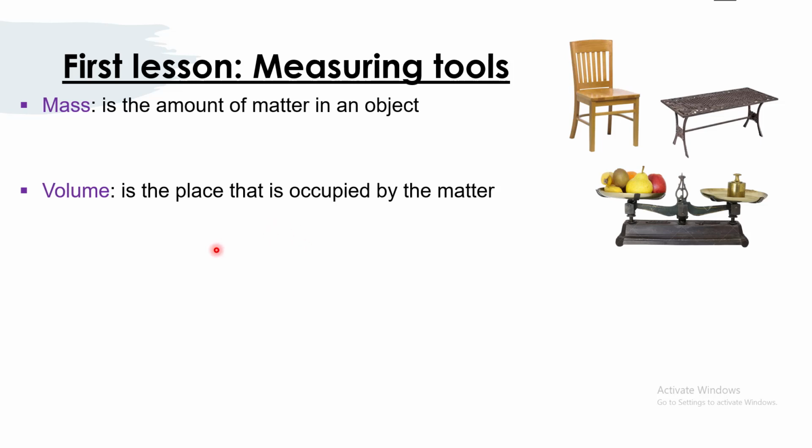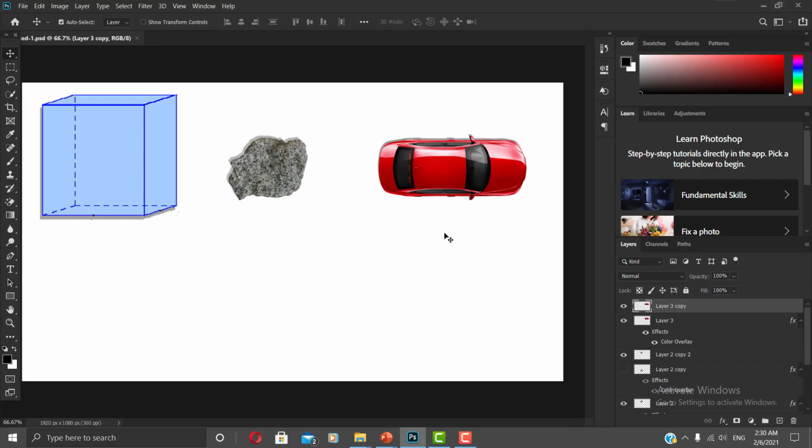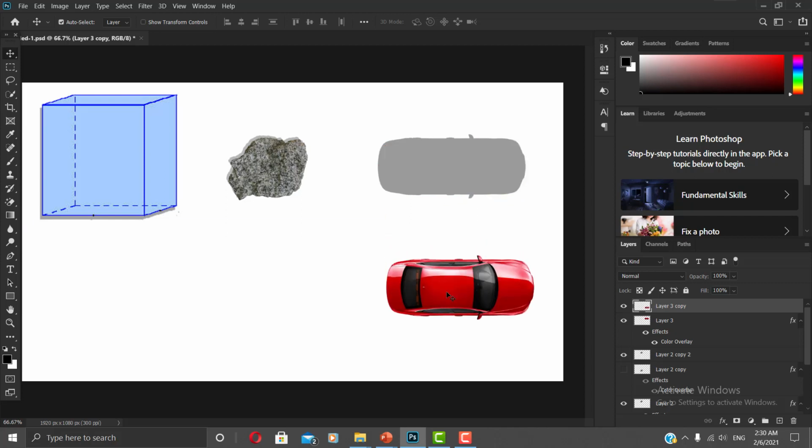So what is the volume? Let's go to another place to explain what the volume really is. We have here 3 different objects: the car, this rock, and this cube. If we move the car from its place like this, we will notice that the car leaves a space. The car was taking a space. This space that was taken by the car is the volume of the car. So the volume of the car is the space that is occupied by this car.